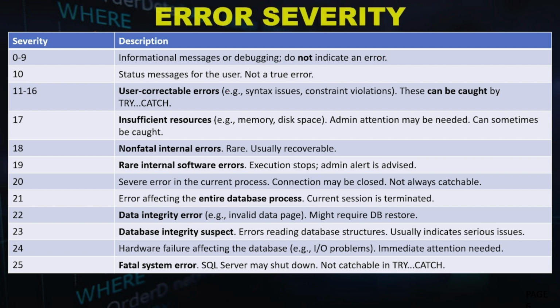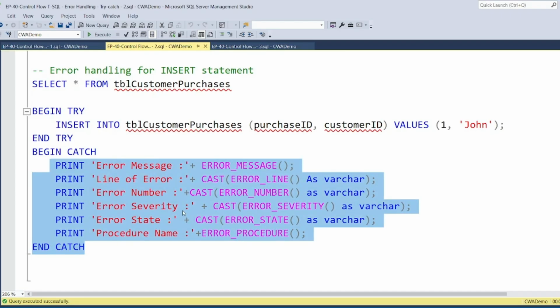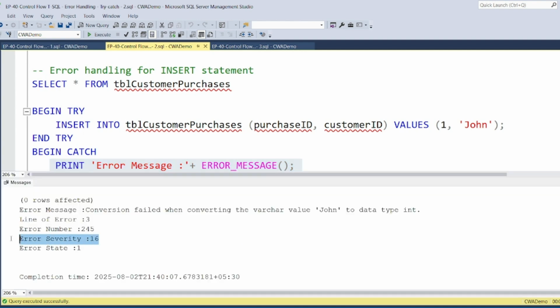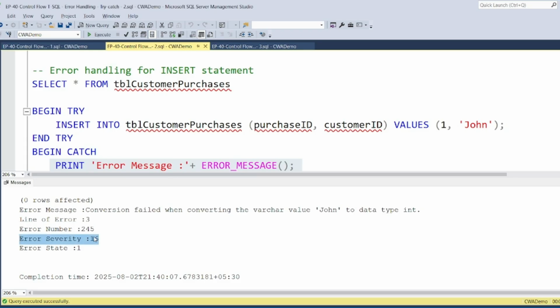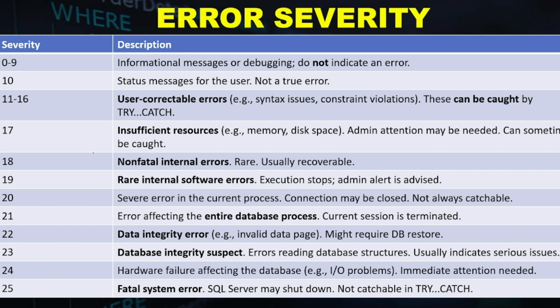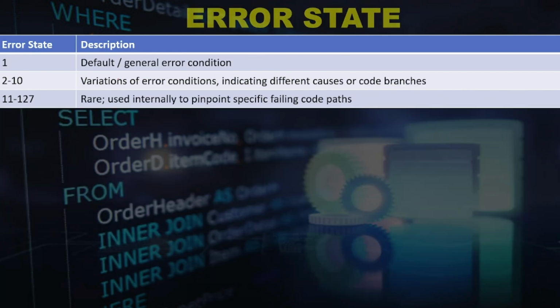10 is a status message for the user, not a true error. 11 to 16 is user correlated errors. So we saw that in this case the message came with severity 16, which means it is a user correlated error. So 17 and above. This is the list of severity, and error state 1 is the default general condition.